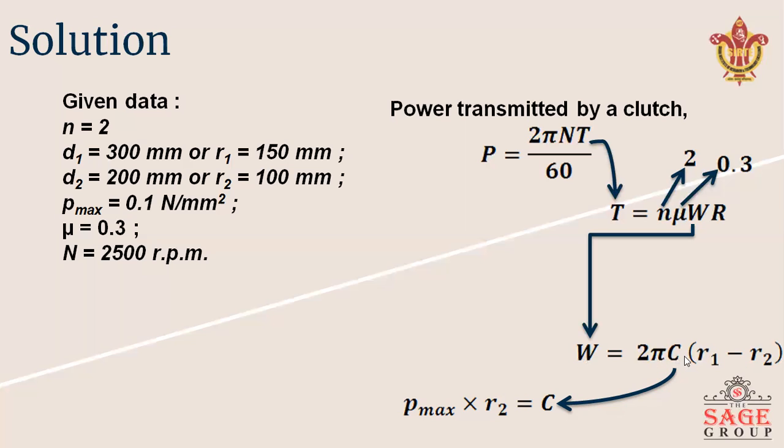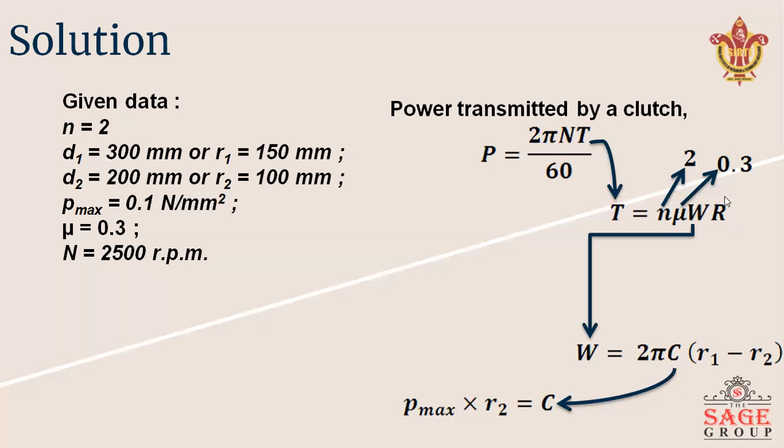W is equal to 2 pi C times R1 minus R2. So substitute the value in place of C, and also substitute the values of R1 and R2 from the given data. Now we will have the value of W. So we will put the value of W in the equation for torque transmitted by the clutch. Torque transmitted by the clutch T is equal to N mu W R. So now we will have the values of N, mu and W.